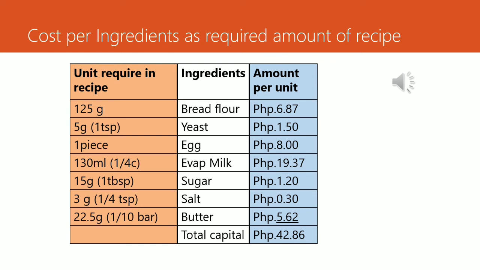Cost per ingredient as required by the recipe. 125 grams of bread flour costs 6.87 pesos. 5 grams of yeast costs 1 peso and 50 centavos. 1 piece of egg costs 8 pesos. 130 milliliters of evaporated milk costs 19.37 pesos. 15 grams of sugar costs 1 peso and 20 centavos. 3 grams of salt costs 30 centavos. 22.5 grams of butter costs 5.62, with a total of 42.86 pesos capital per recipe.